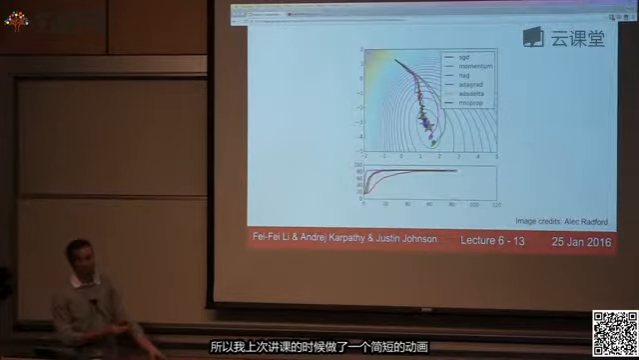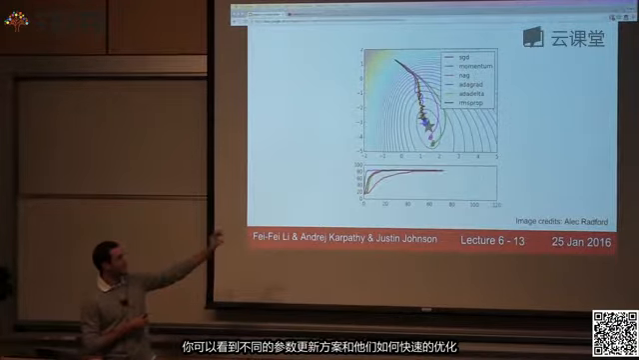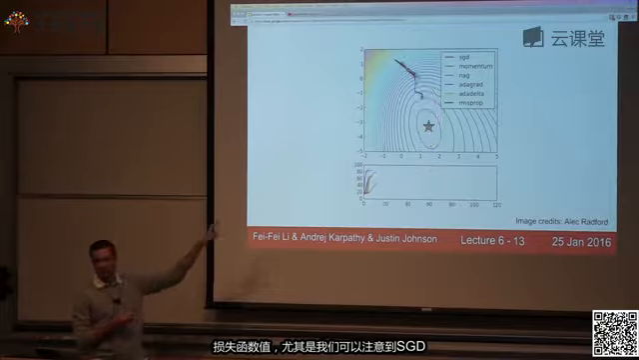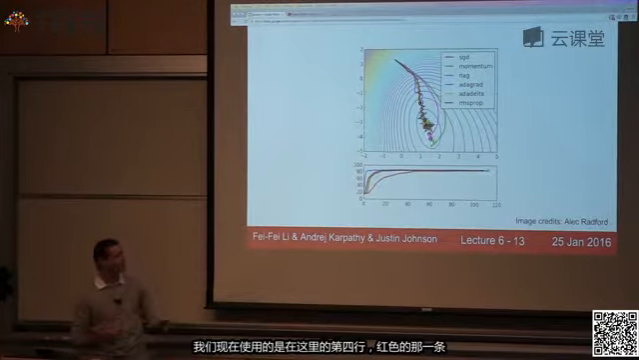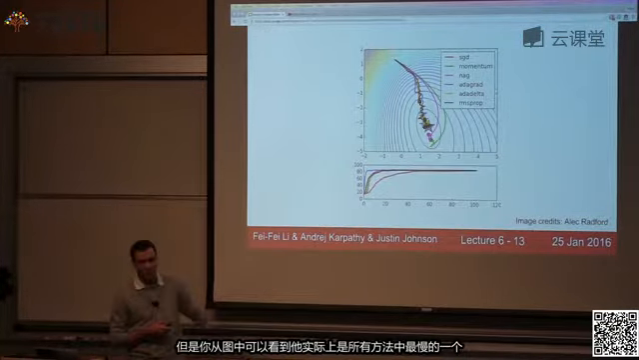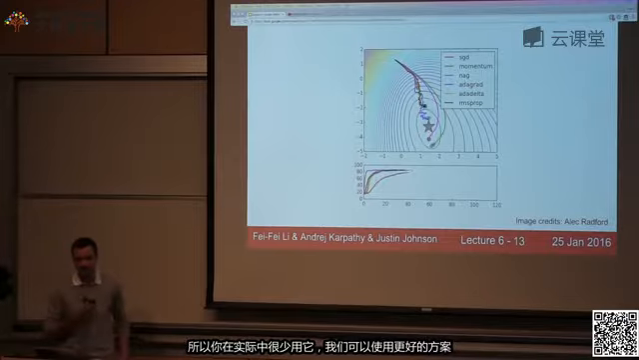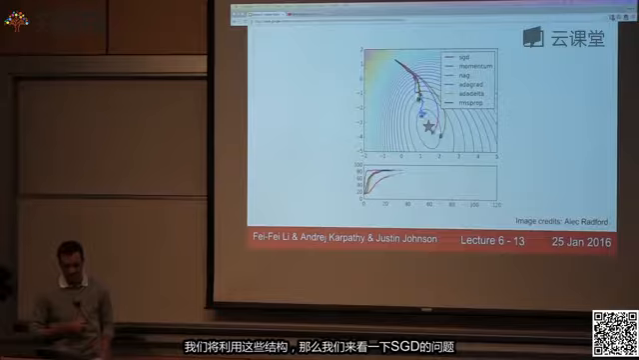I flashed this image briefly in the last few lectures, where you can see different parameter update schemes and how quickly they actually optimize this simple loss function. In particular, you can see that SGD, which is what we're using right now in the 4th line here, that's SGD in red, is actually the slowest one of all of them. So in practice, you rarely ever use just basic SGD, and there are better schemes that we can use, and we're going to go into those in this lecture.